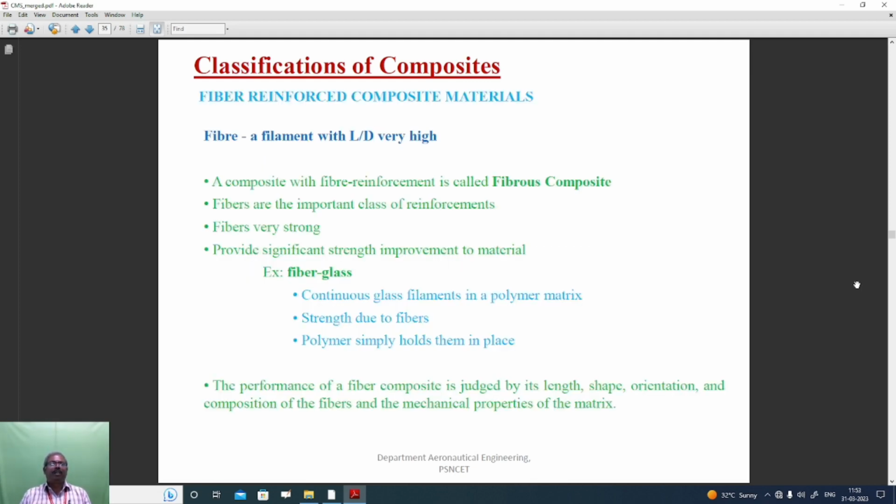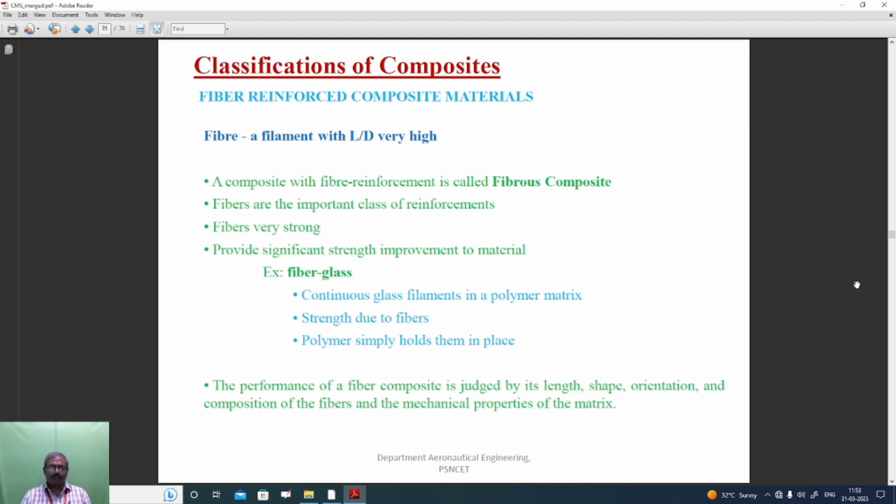First, fiber reinforced composite materials. A fiber is a filament whose length to diameter ratio is very high. A composite with fiber reinforcement is called a fibrous composite. Fibers are the most important class of reinforcement. Fibers are very strong. They provide significant strength and improvement to the material.